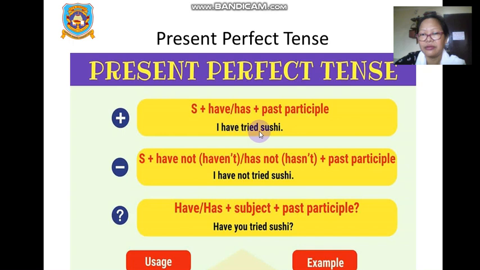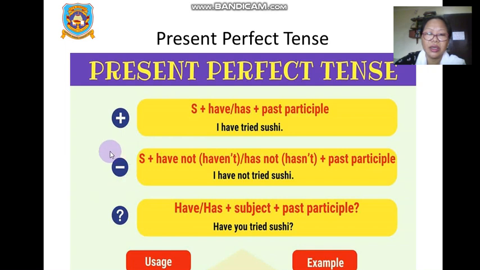Like, I have tried sushi. I is the subject, and I have tried sushi. Here tried is the third form of the verb, correct?